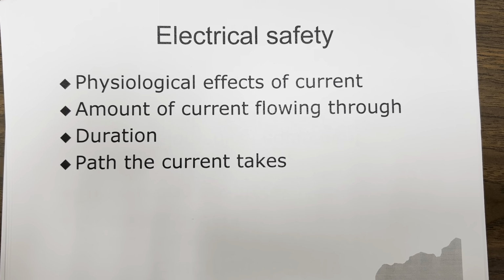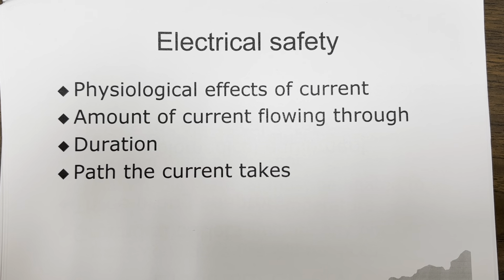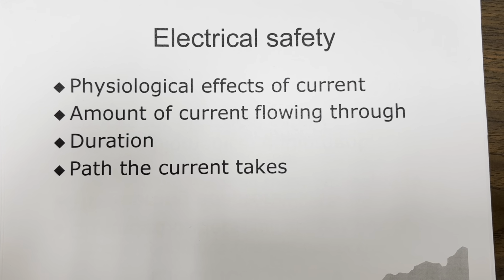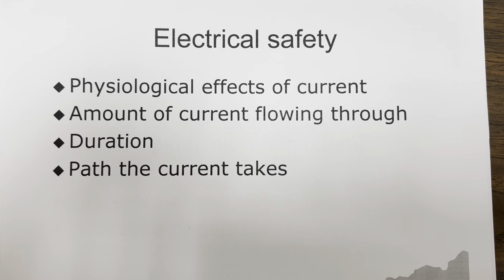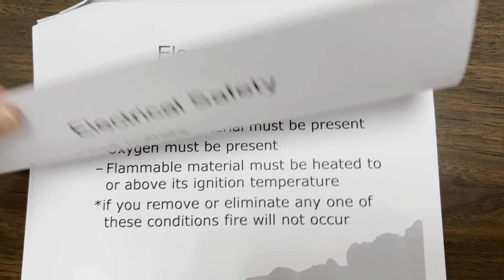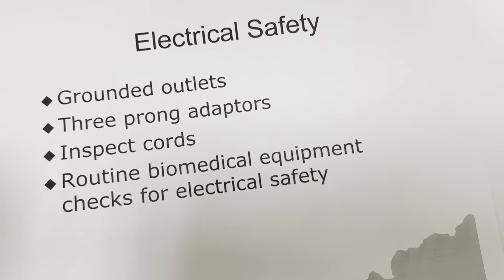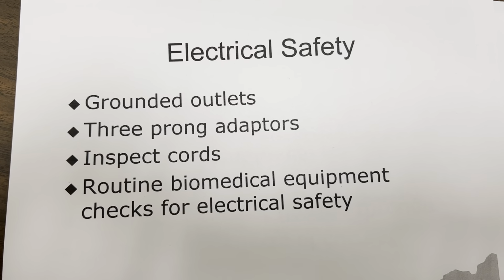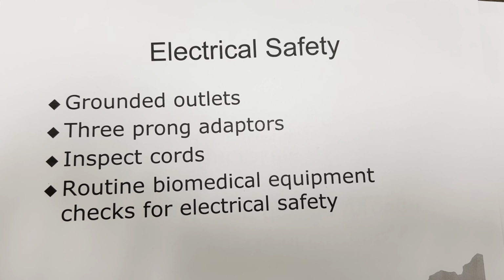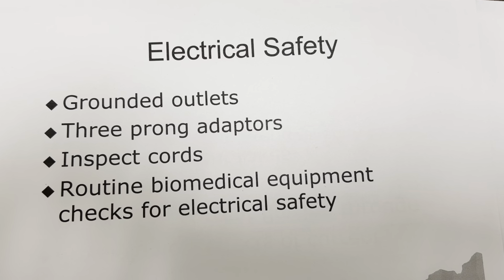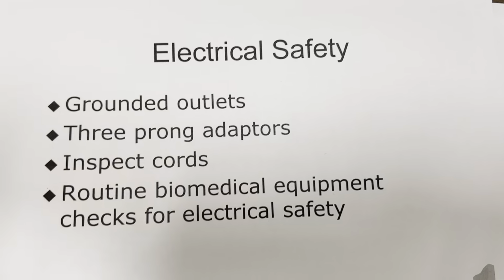Electrical safety. Physiological effects of current: amount of current flowing through, duration, path the current takes. Electrical safety: ground outlets, 3-pronged adapters, inspect cords, routine biomedical equipment checks for electrical safety.